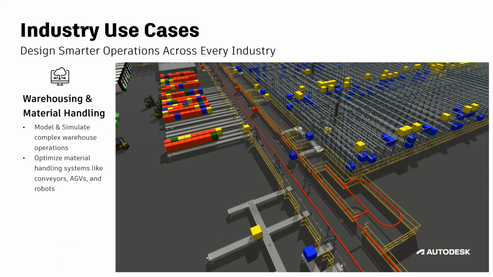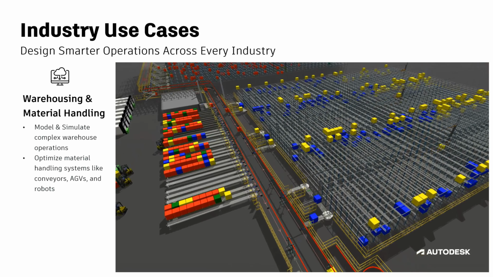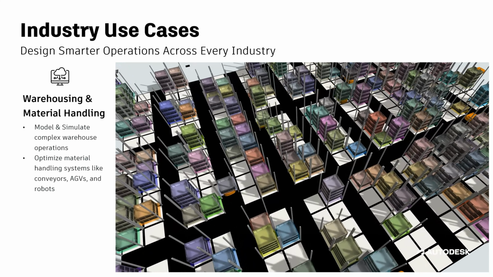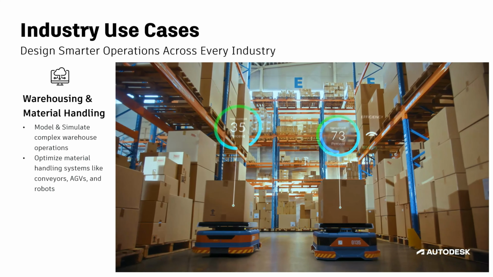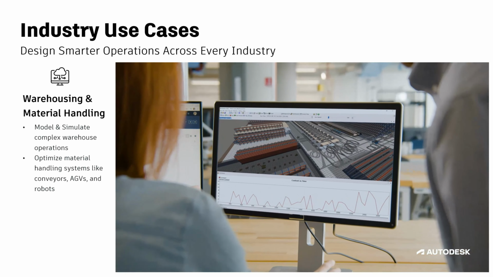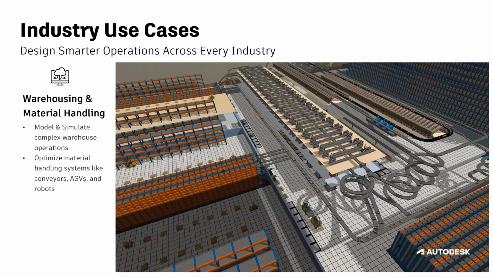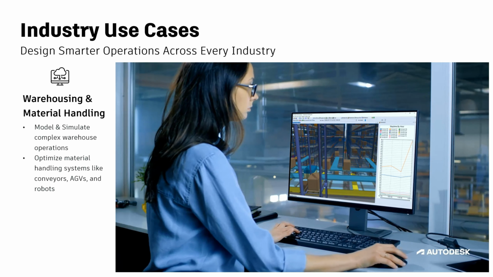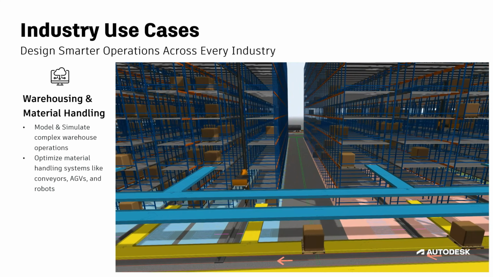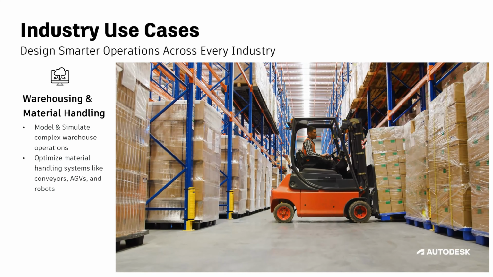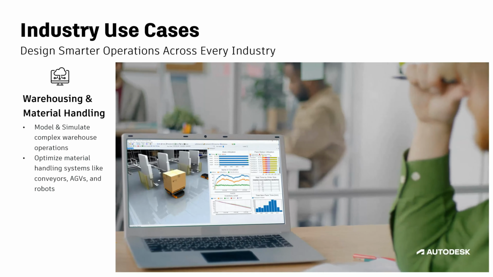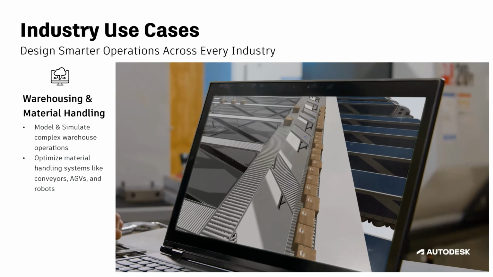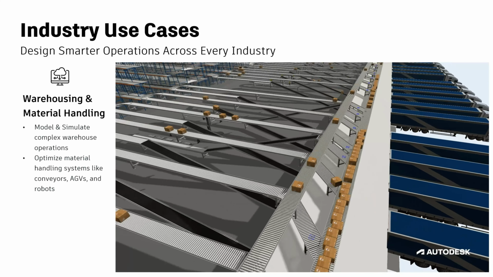When it comes to material handling operations like warehouses and distribution centers, FlexSim can simulate conveyors, forklifts, automated guided vehicles, and storage systems. You can see how goods move from one point to another and find where delays or congestion happen. By testing different layouts and strategies virtually, companies can improve flow, reduce handling time, and increase overall efficiency without disrupting daily operations.